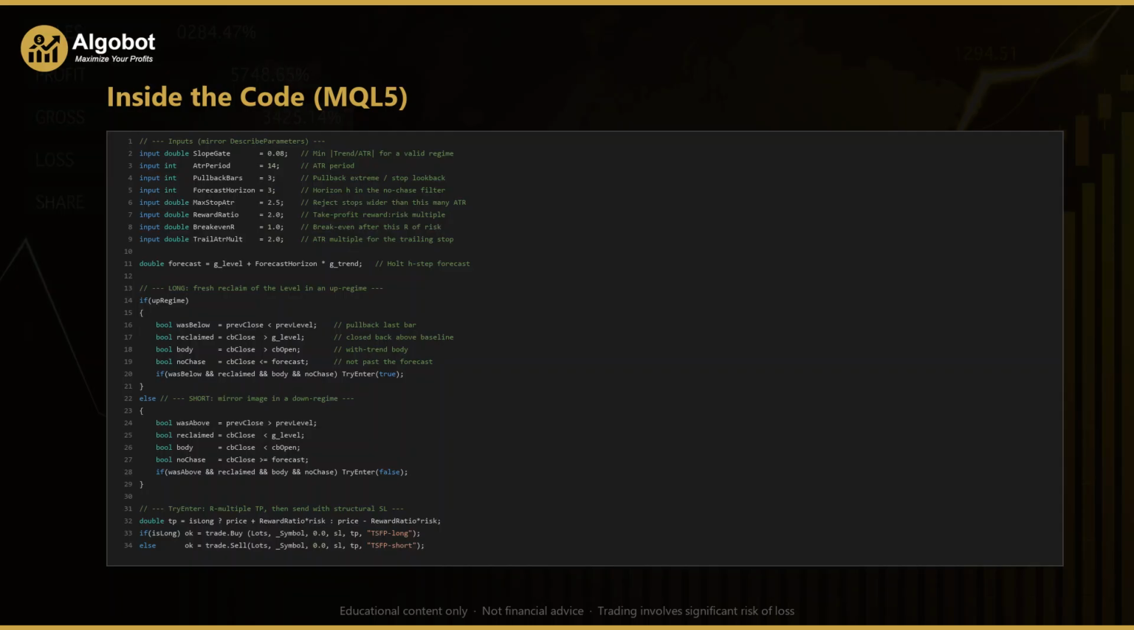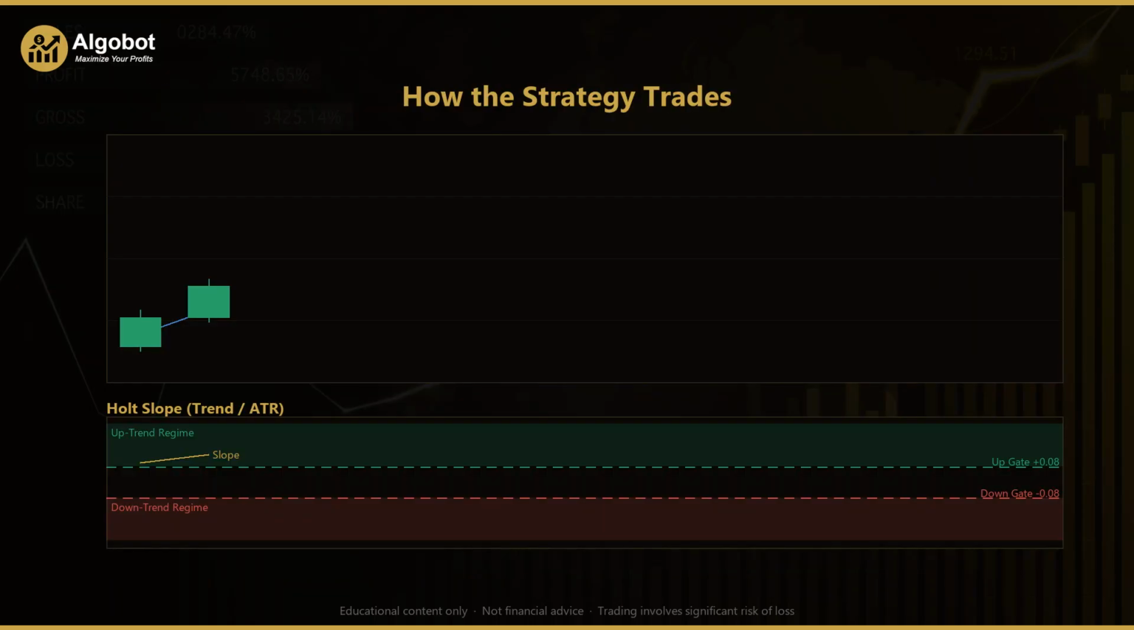Inside triangle, the take profit is set as the entry price plus or minus the reward ratio times the measured risk, and the order is sent with trade.buy for longs or trade.sell for shorts, each carrying its stop and target. It's a compact, symmetric structure that keeps the entry logic and the risk in one place. Let's bring this to life on the chart.